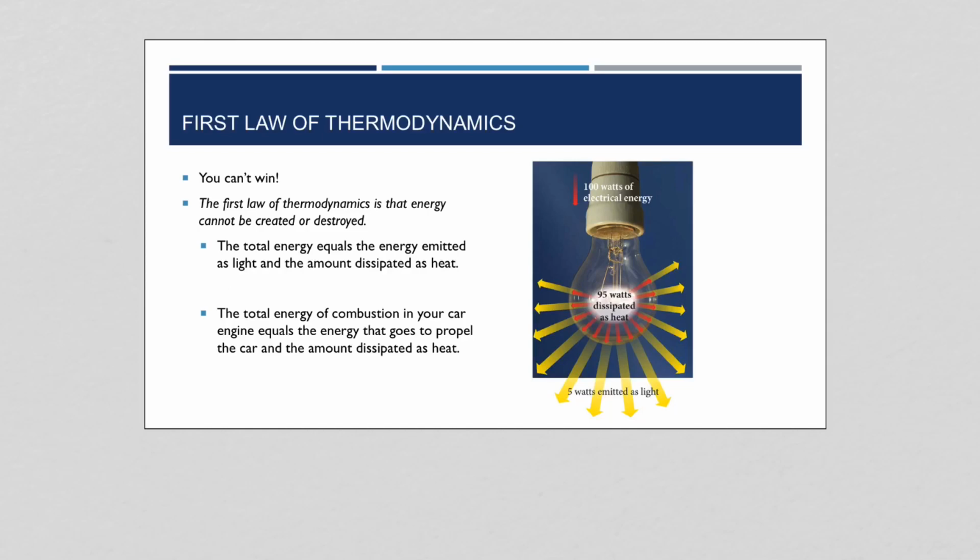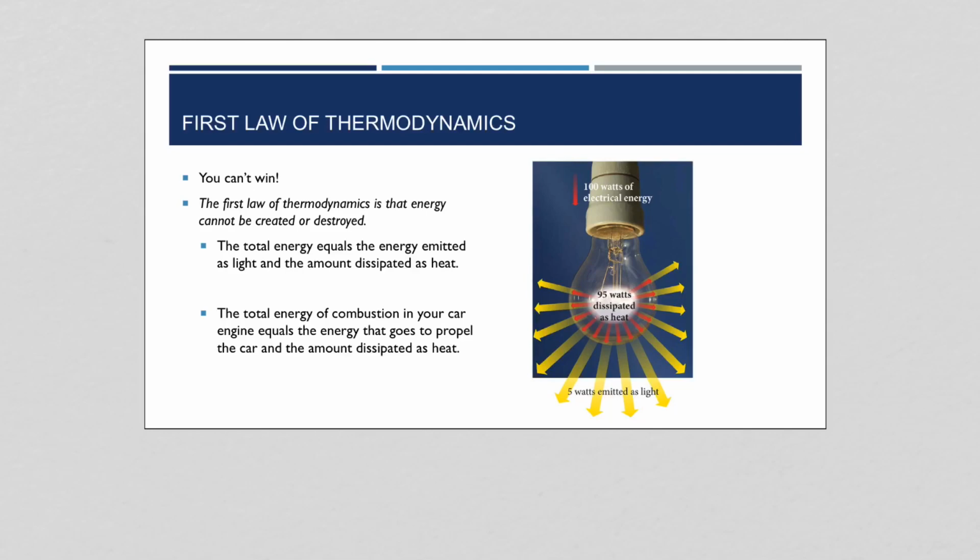Now, one other concept that we also looked at back in chapter 7 was the first law of thermodynamics, which we always want to keep in mind. And that essentially says, right, that energy cannot be created or destroyed, right? Conservation of energy. The total energy equals the energy emitted from a system. So if we look at that light bulb, we see that while there's 100 watts of energy coming into it, there must be 100 watts of energy coming out, right? We have to have conservation of energy.